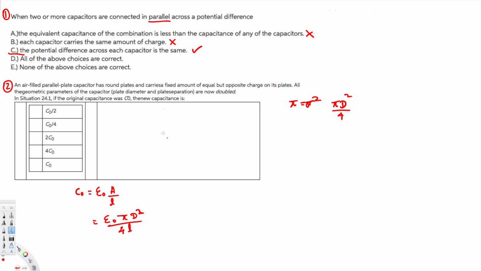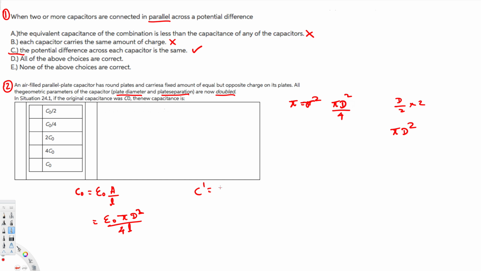So this is the initial condition when we don't change anything. Let's see what happens when the plate diameter and plate separation are doubled. When we double the diameter, before we had d by 2 as the radius, now we are going to have d as our radius. When we multiply this by 2, it's just d. So the new area is just pi d squared, right?